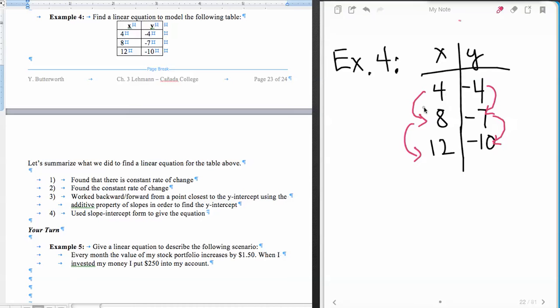So from 4 to 8, we're increasing by 4. And from 8 to 12, we're increasing by 4. Remember, to get that, we could just as well do 8 minus 4 and 12 minus 8.